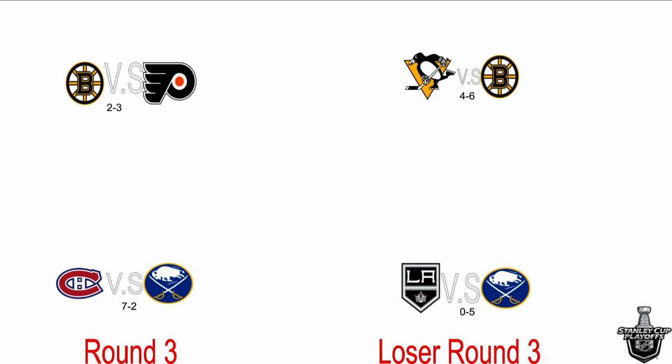Then in the losers bracket, the Boston Bruins won in a close match against the Pittsburgh Penguins 6-4. Then the Buffalo Sabres, out of all teams, won against the LA Kings in a shutout 5-0.